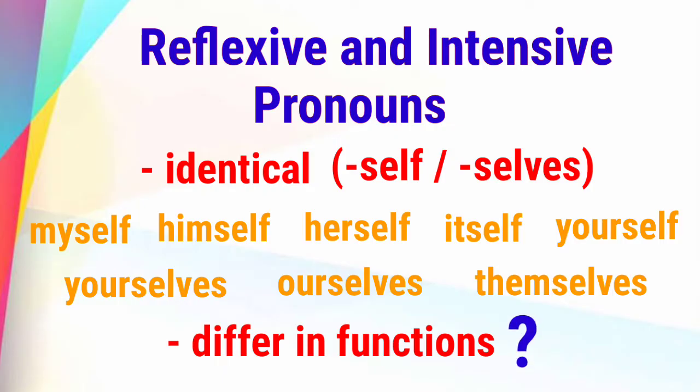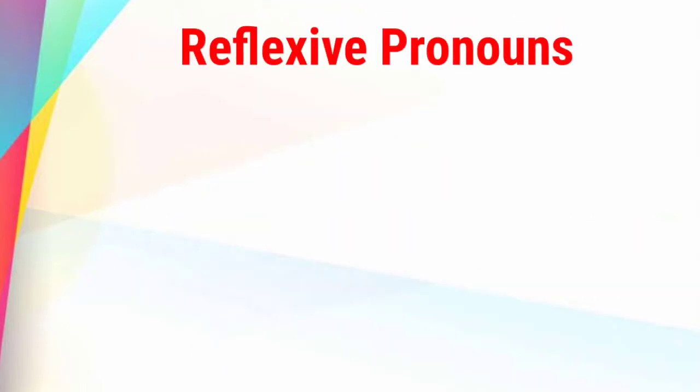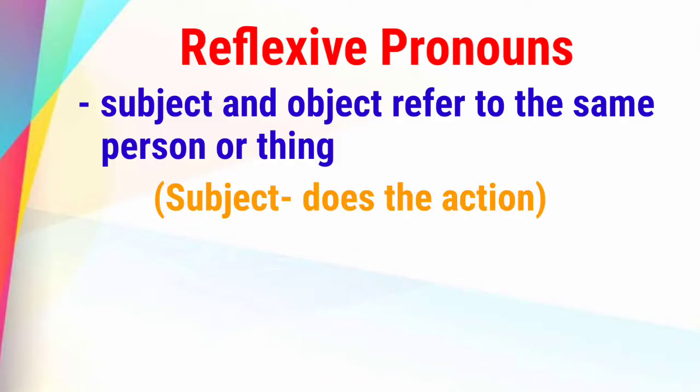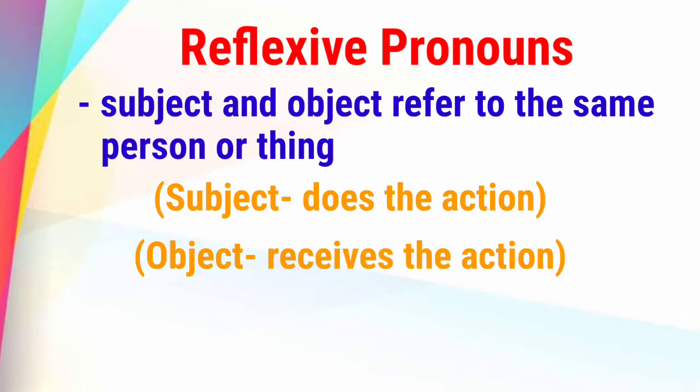In what way? Let's have reflexive pronouns first. Reflexive pronouns are used when both the subject and the object of the sentence refer to only one or the same person or thing. When we say subject, it is the one that does the action. And when we say object, it is what receives the action.